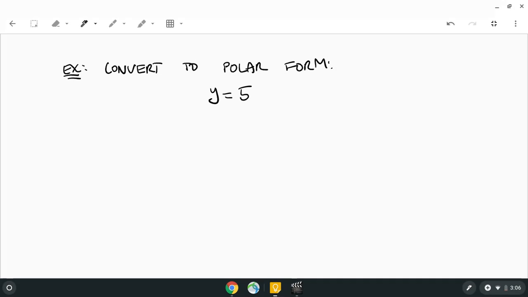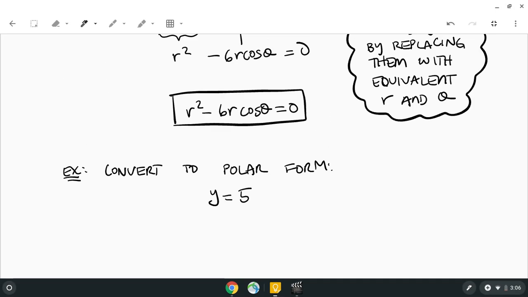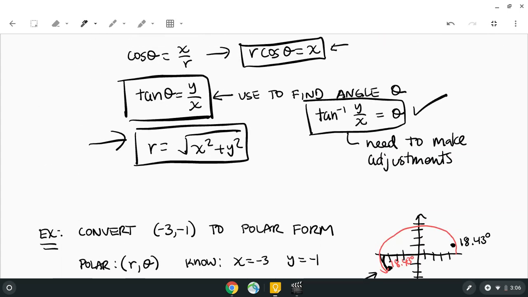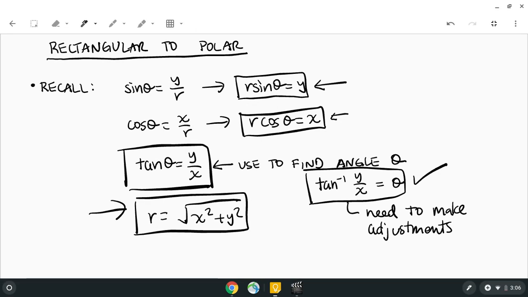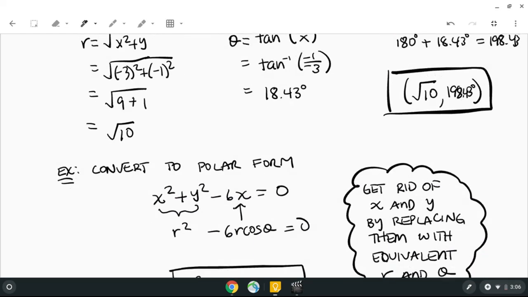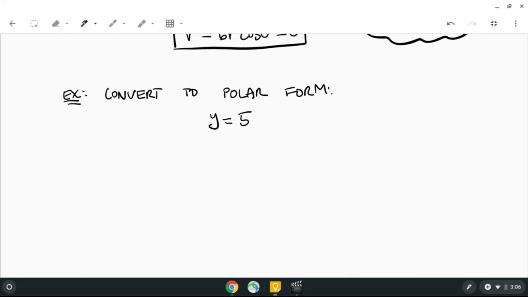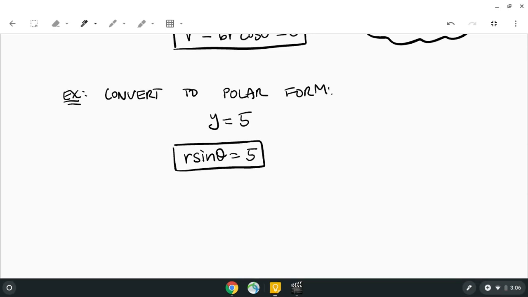Right over here, I need to replace the y. And if we look up here, the very top, we can use this. Y is r sine theta. So I can replace that y with r sine theta. And when I look at this equation here, I no longer have any x's or y's, so I'm done.